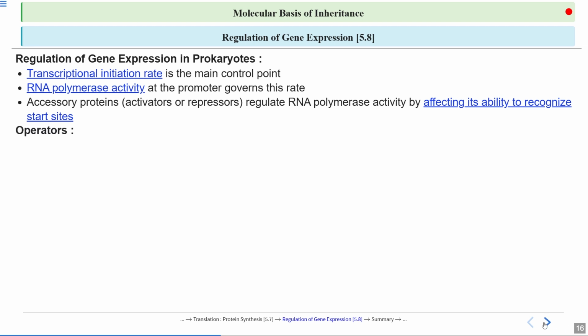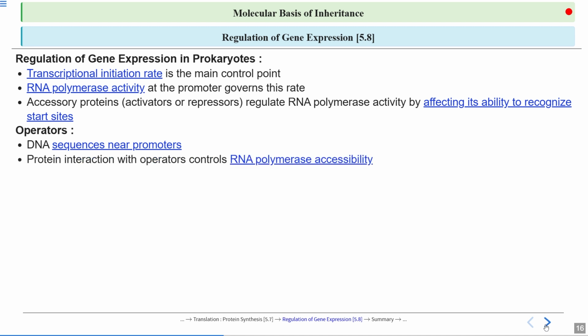So now we will talk about something. First is operators. It is the DNA sequences near promoters. Protein interaction with operators controls RNA polymerase accessibility. Because we talked about there are accessory proteins that can regulate the RNA polymerase activity. So now we are talking about some accessory proteins that can do so.